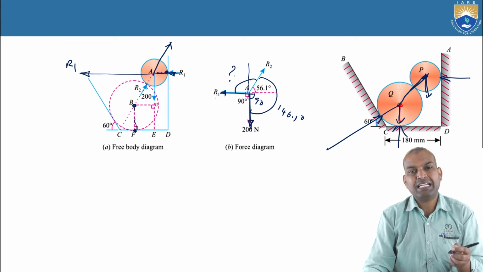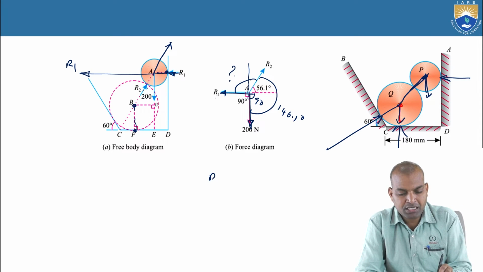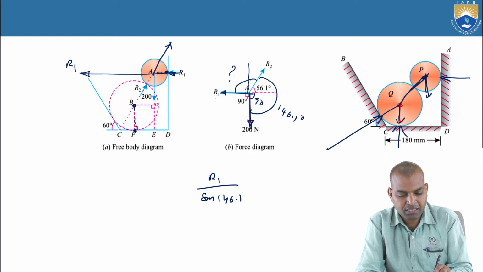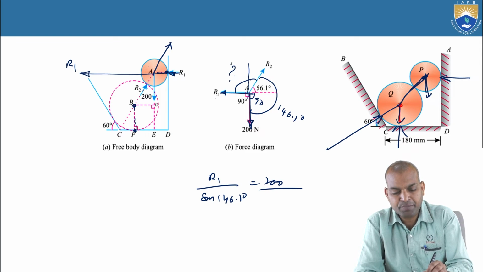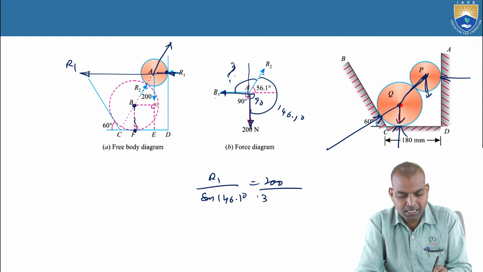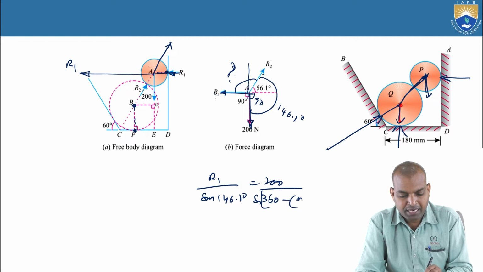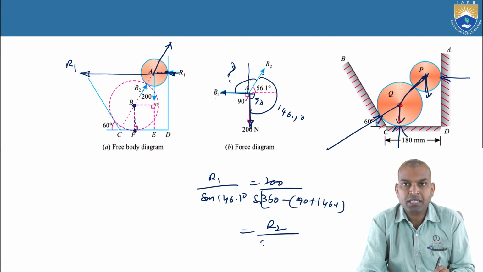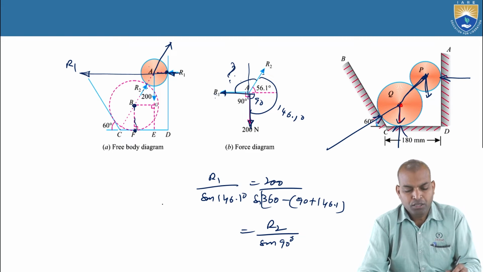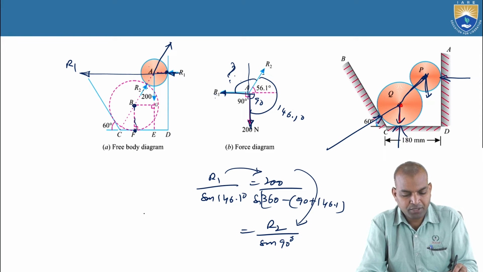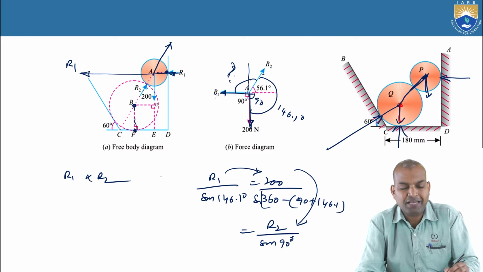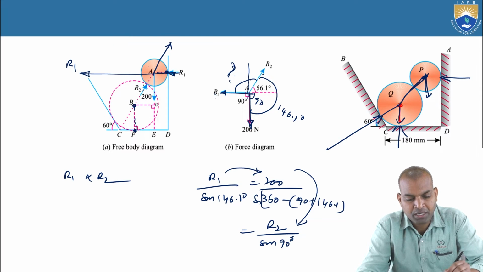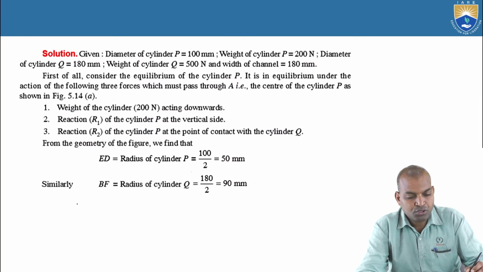After finding this angle, if we apply Lami's theorem, that is R1 by sine of 146.1 degrees, and 200 newtons by the sine of the angle between R1 and R2, that is sine of 360 minus (90 plus 146.1) degrees, equal to R2 by sine of 90. By equating these, R1 and R2 can be calculated. After knowing R1 and R2, we know the reaction R1 at point 1 and the other reaction R2.